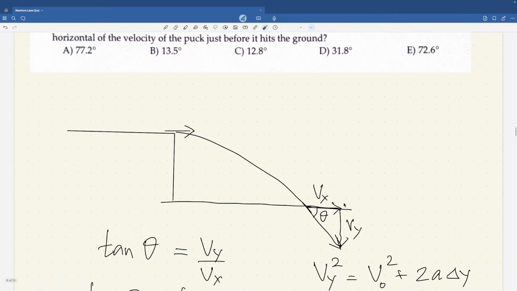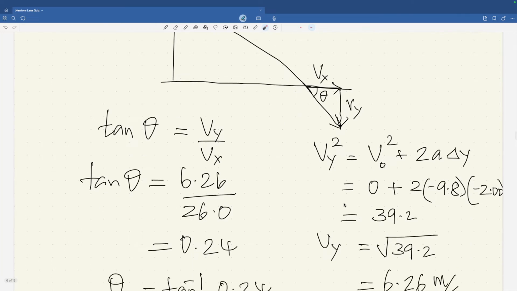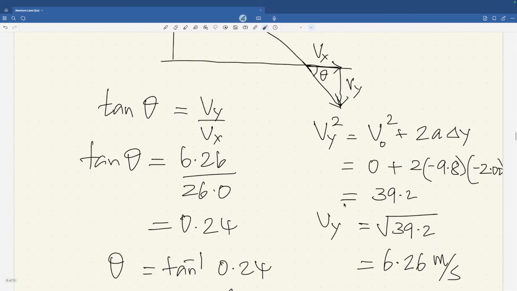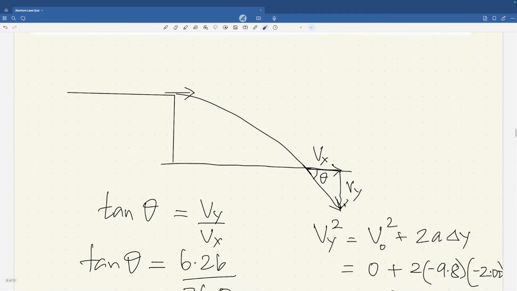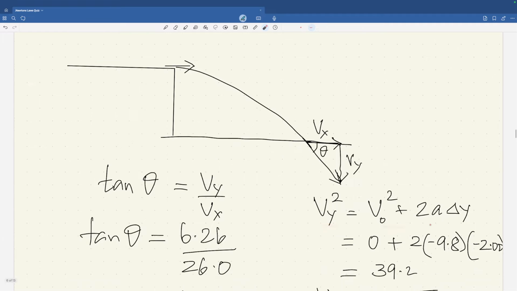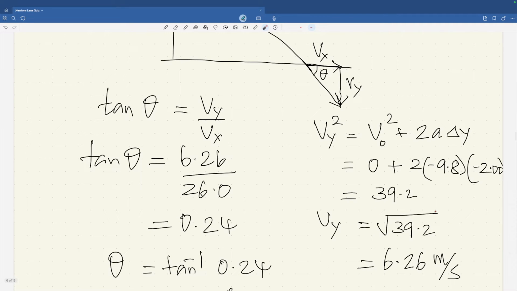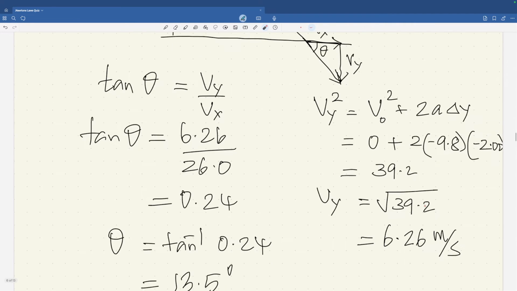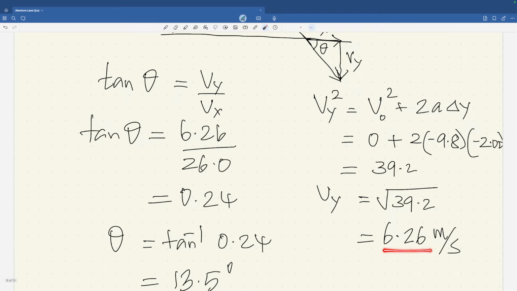In order to find that, we have to use this kinematic formula. Vy squared is Vo squared plus 2Ay. The initial is 0, and then you plug it in: 2 times negative 9.8 times negative 2. That's delta y because it's coming down. And when you do that math, you get 6.26 meters per second.